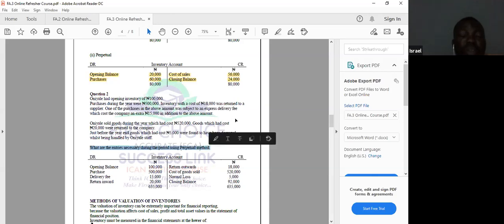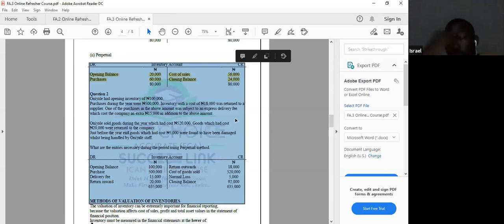So we are using the perpetual method. You only have to use just one account, which is the inventory account. Inventory account.